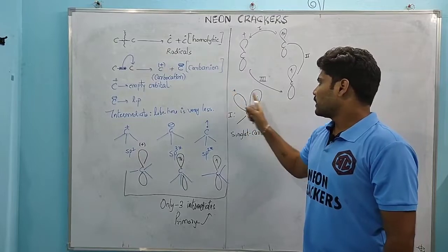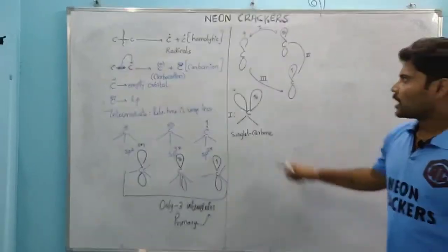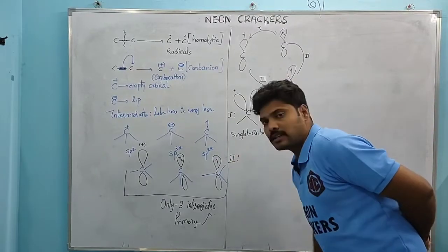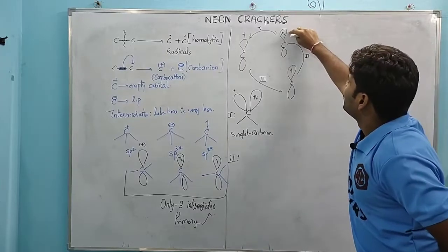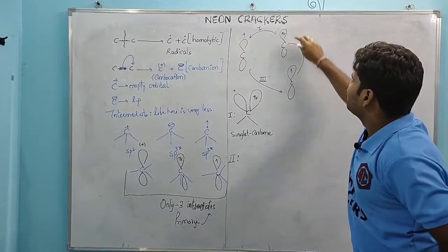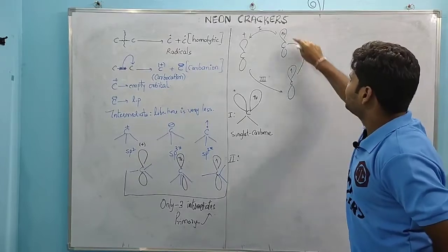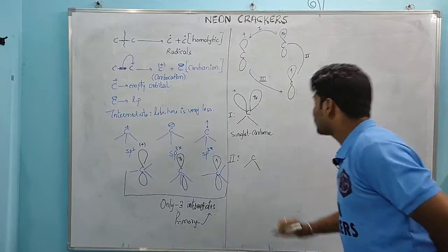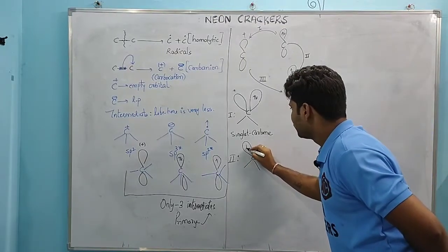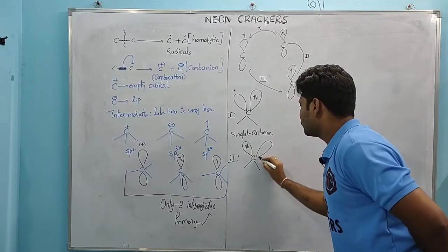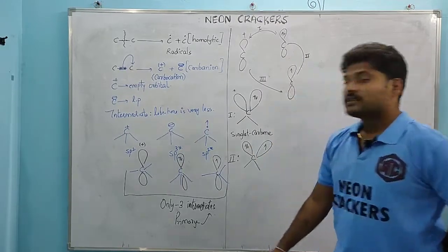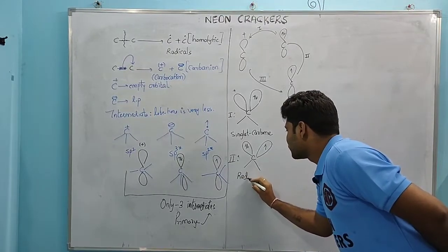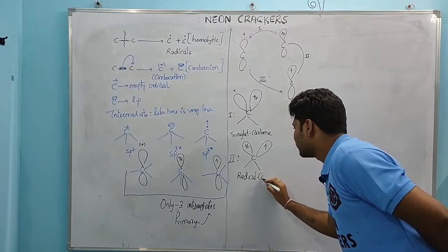Now second, the combination between carbanion and radical. Mixture of these two lobes. It has normally two bonds. One lobe has a pair of electrons, the other has an unpaired electron. So this is called radical carbanion.